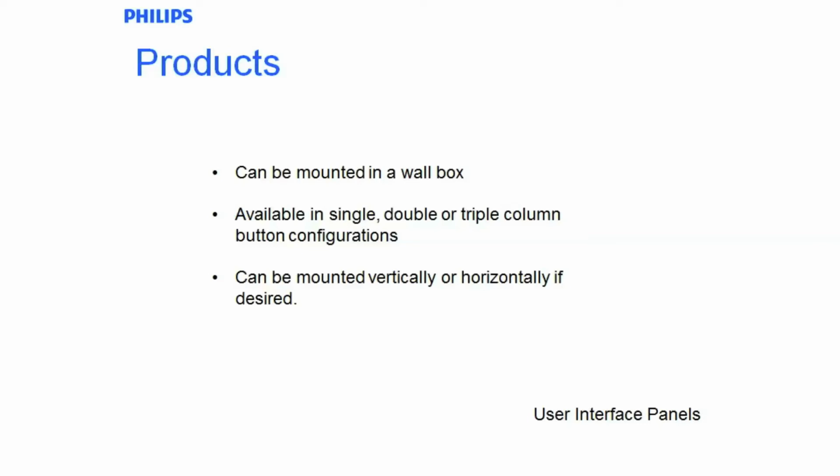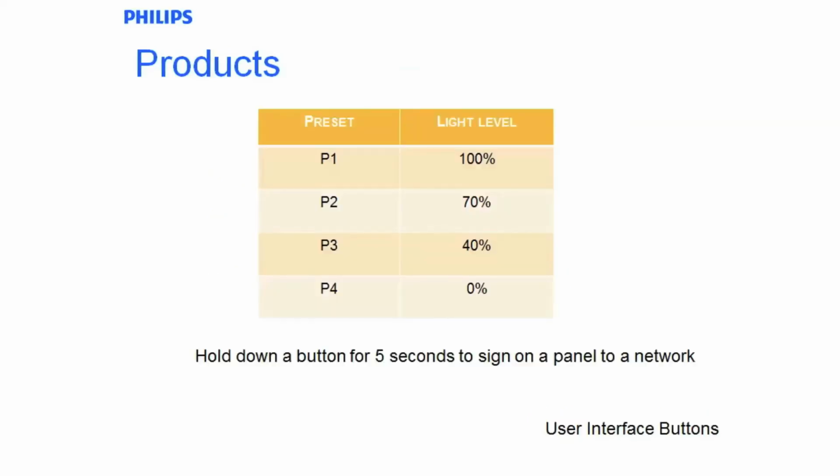Press button 1 on a panel, which will be set to preset 1 Area 1, and all of the lights will go to preset 1, which by default is 100%. Button 4 is always preset for Area 1 by default from the factory, which is 0%. So you can press that button and all of the lights will go to 0%. If we need to identify any of our panels, we can hold down a button for 10 seconds and it will sign onto our software application and identify itself.